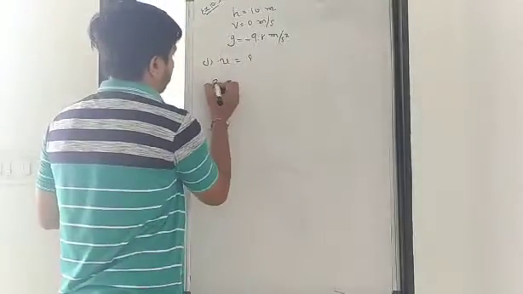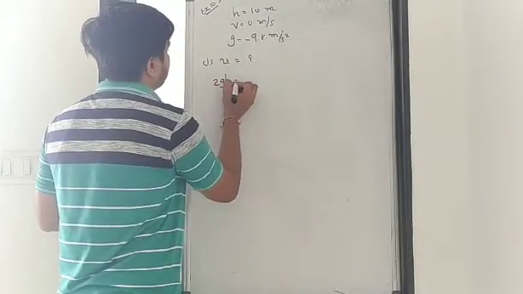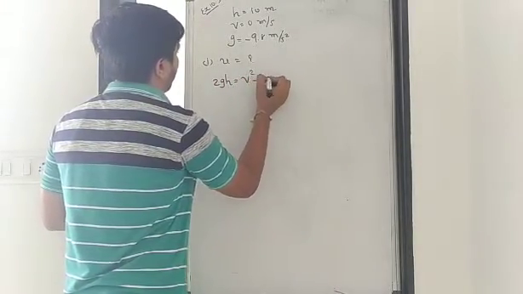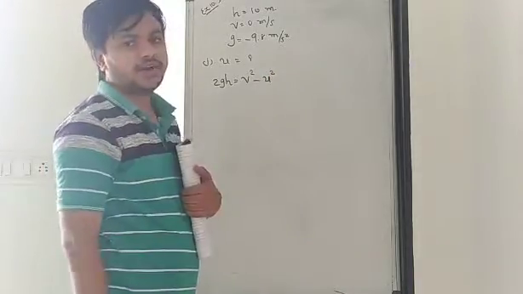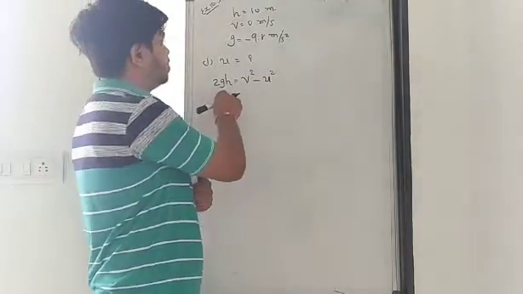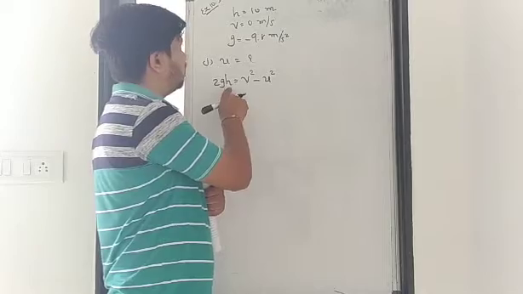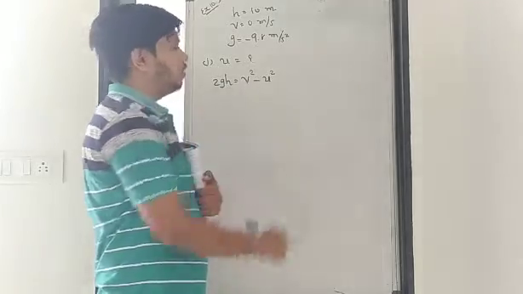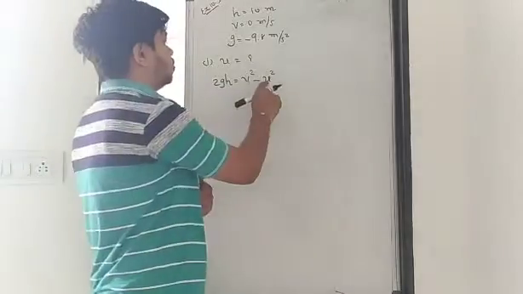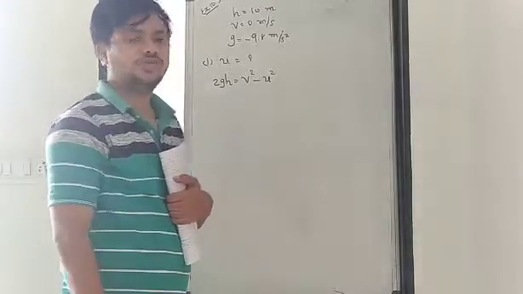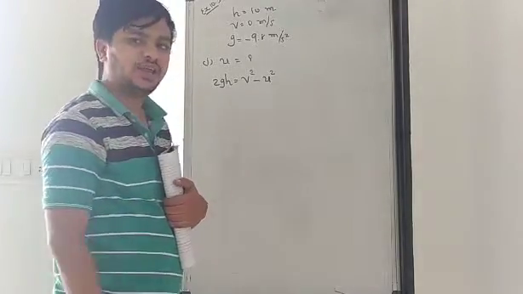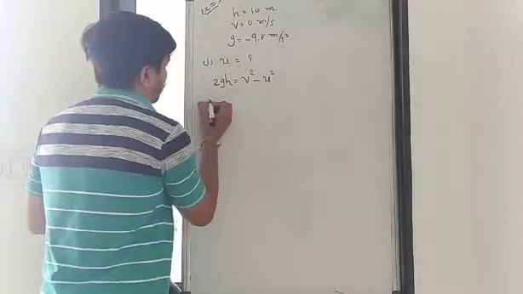So we are using this equation: 2gh is equal to v square minus u square, where there is no t. We know the value of g, the value of h is also there, and the value of v is also there. So we just don't know the value of u, which is only one unknown, so you can easily find it out.